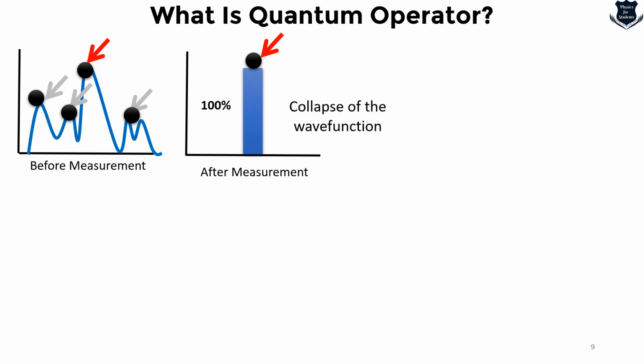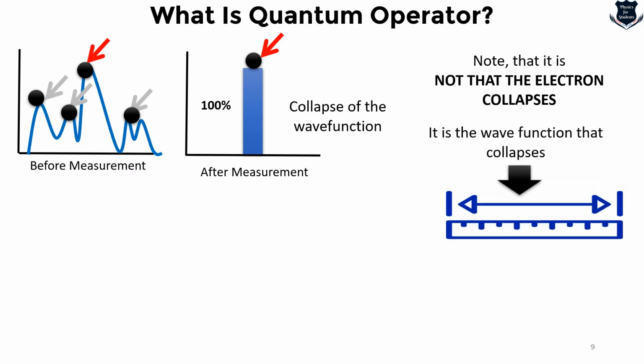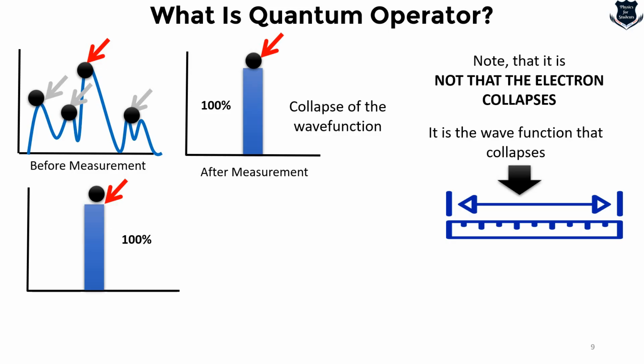As you can see, the wave function has changed because the entire probability distribution has changed. So making a measurement in quantum mechanics has a serious implication and consequence on the system, which is not in a classical system. Note that it is not that the electron actually collapses. What happens is that the wave function collapses and the entire probability distribution changes. So after the collapse of the wave function, here is where the electron would be.